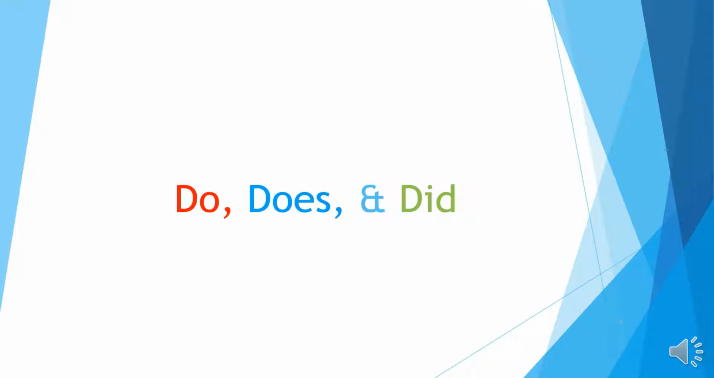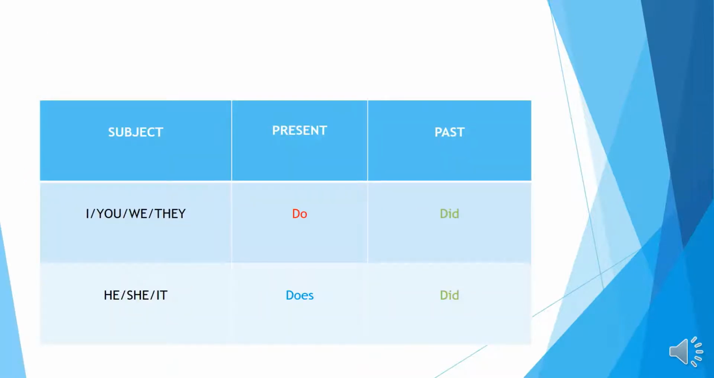In today's video, I'm gonna explain to you how and when to use do, does, and did. So first of all, I made this chart which will explain when to use do, does, or did. If we have I, you, we, or they as the subject, we'll use do in the present and did in the past. If you have he, she, or it as the subject, we'll use does in the present and did in the past.